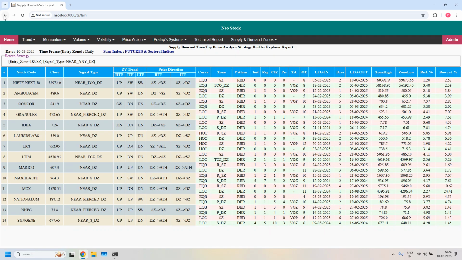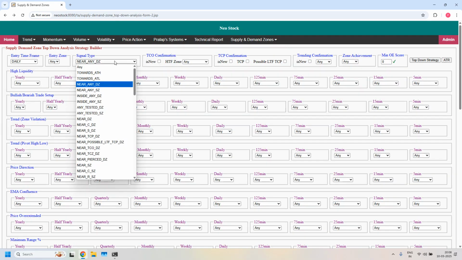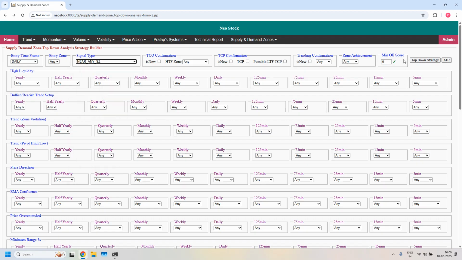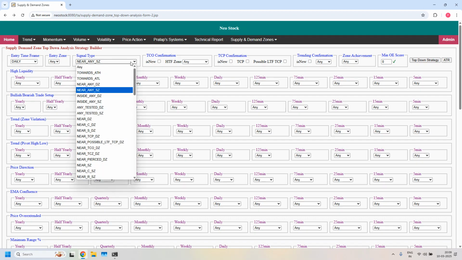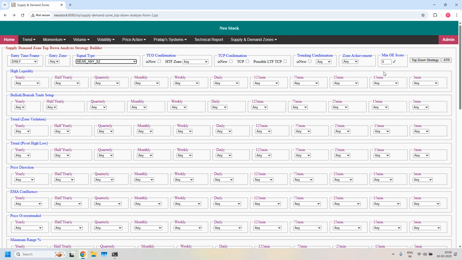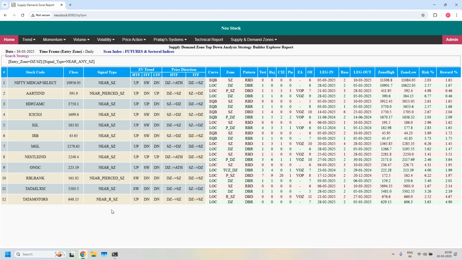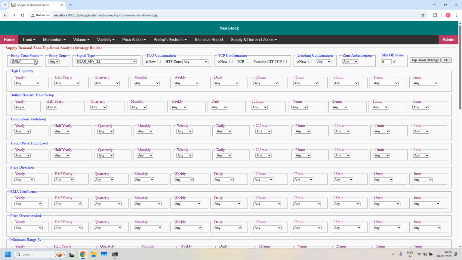Okay, next, daily time frame. Stocks near daily supply zones. We got 12 stocks. Let us identify daily high liquidity supply zones from this list. We have only one stock. Tata Motors is having daily high liquidity supply zone. That's it.